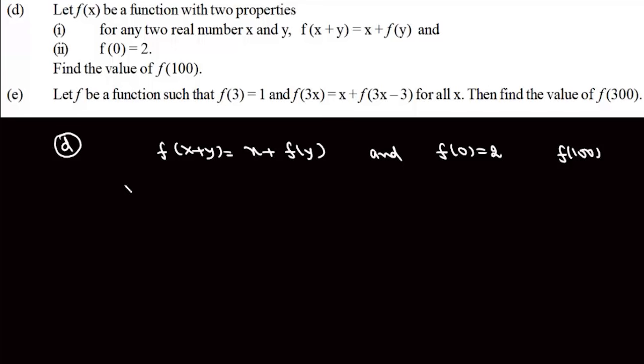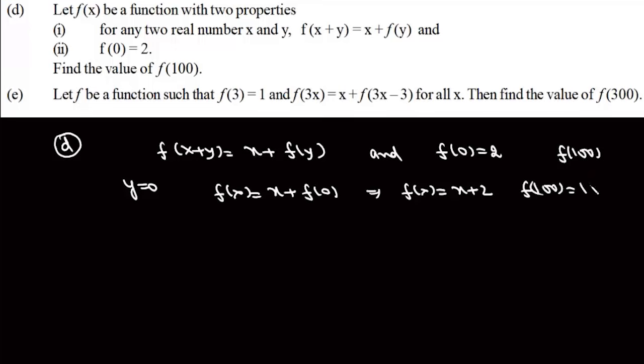What we'll simply do is put y as 0, and we'll get f(x) = x + f(0), and f(0) is 2. So your function f(x) will be x + 2, and f(100) will be 100 + 2, and that'll be 102. So the answer to this fourth question is f(100) = 102.